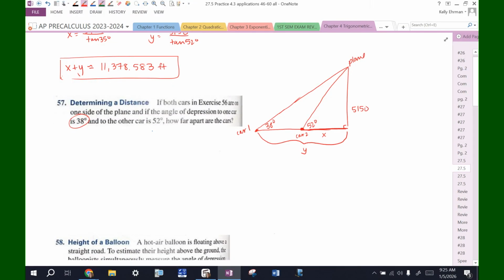So the distance between them will be whatever Y is minus whatever X is. That's the distance between the two cars. That's what we want to find. So how far apart are the cars? It'll be whatever Y minus X is.